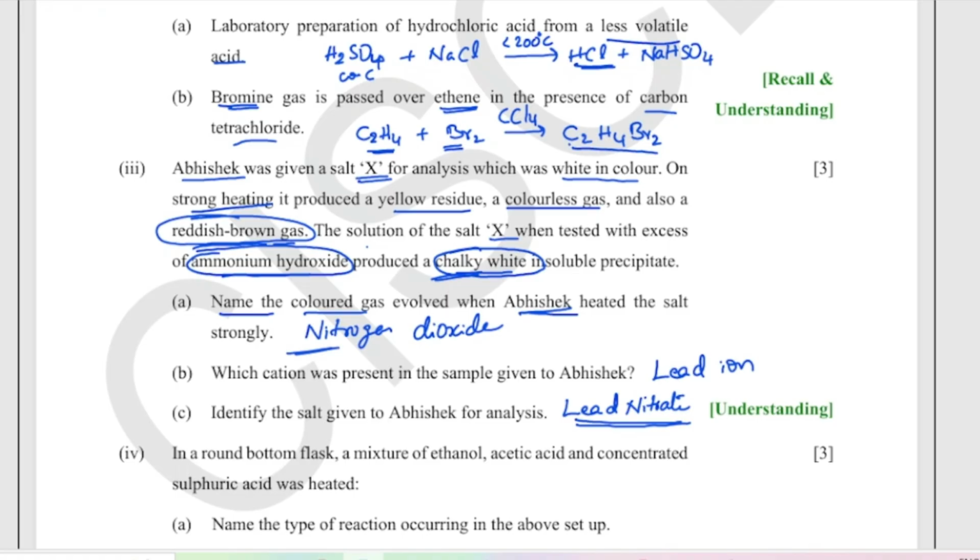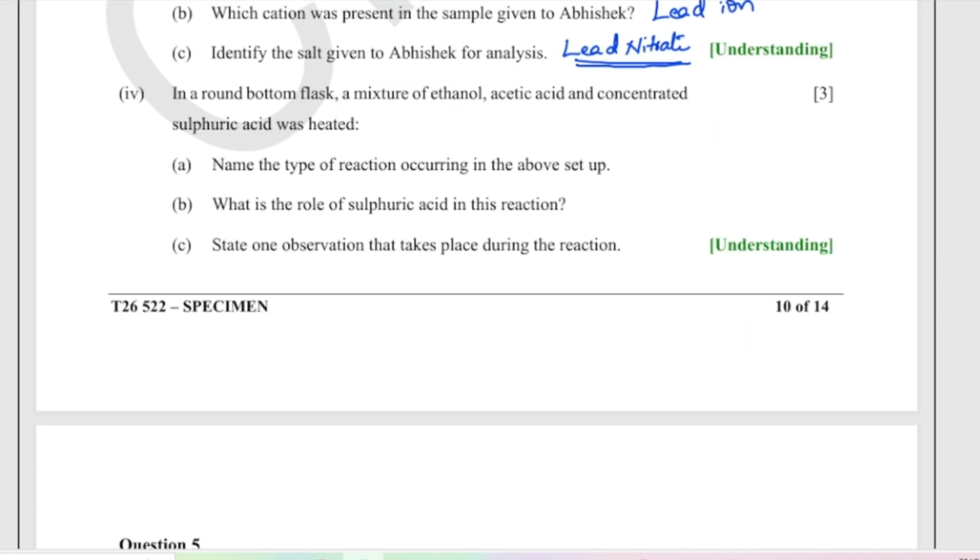Next question. In a round bottom flask, a mixture of ethanol, acetic acid and concentrated sulfuric acid was heated. So this is basically esterification reaction where you get an ester. Ethyl acetate is the product. Name the type of reaction occurring in the above setup. So this is nothing but esterification.